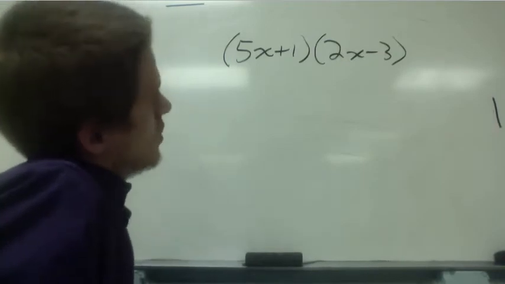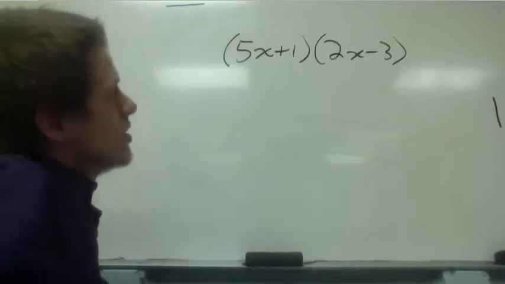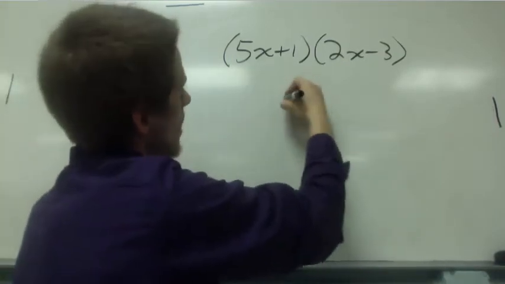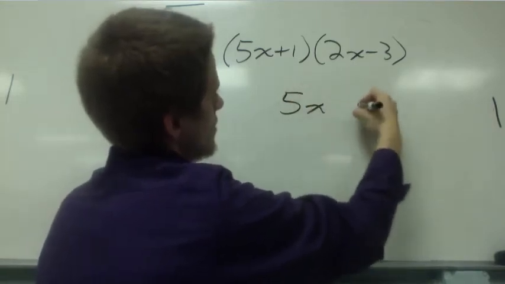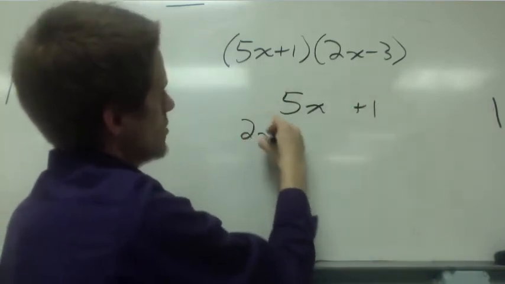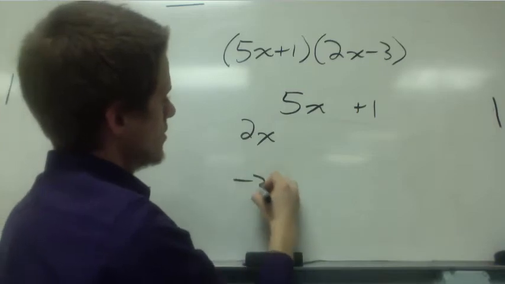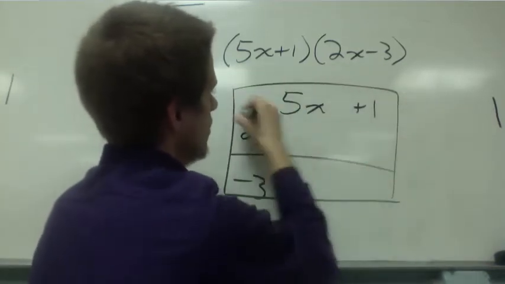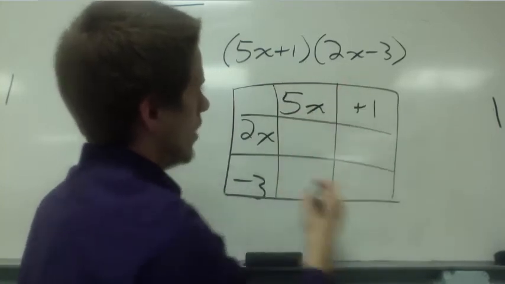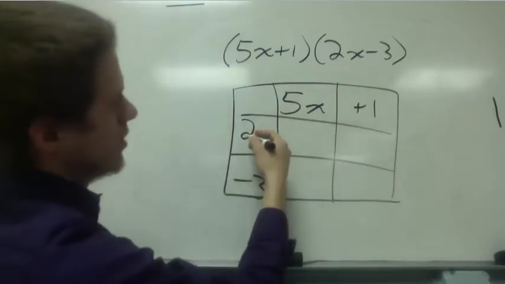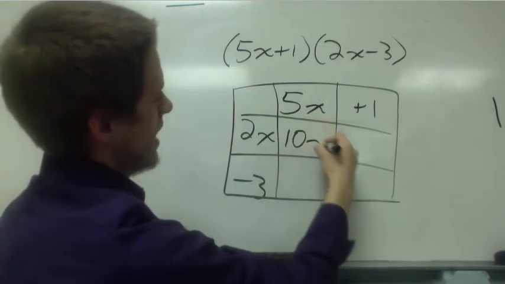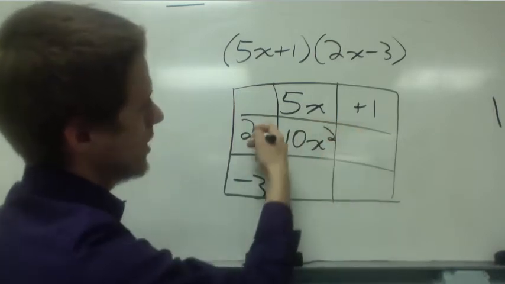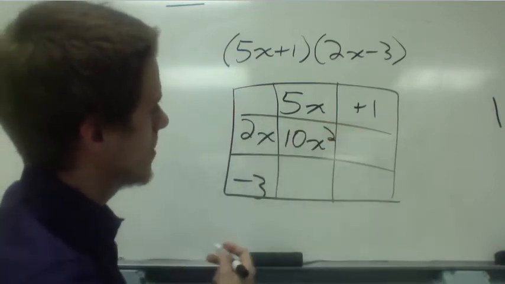Alright, 5x plus 1 times 2x minus 3. So I'm going to do my box method, 5x and then a plus 1. Split those terms up, 2x minus 3. Alright, so this first box will be 10x squared. Multiply the coefficients, multiply those variables.